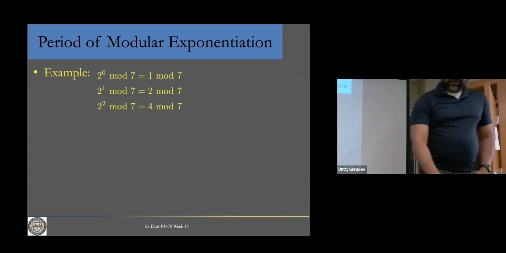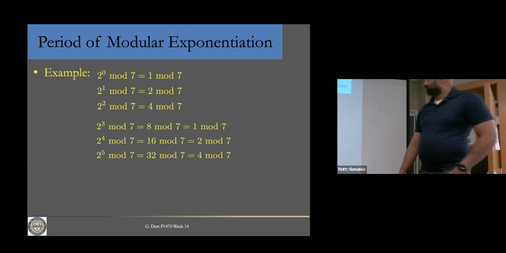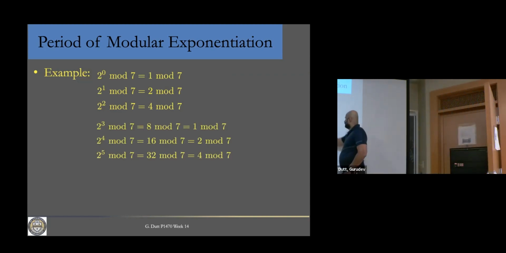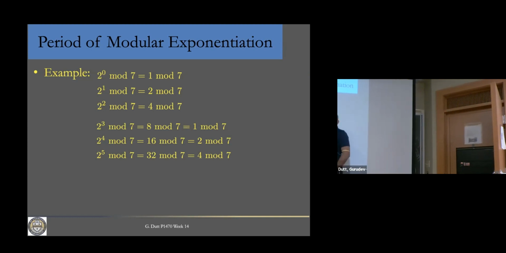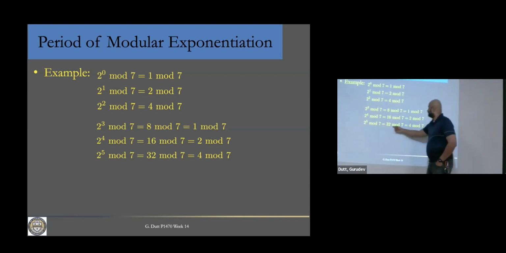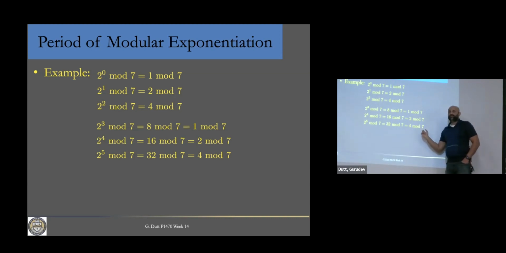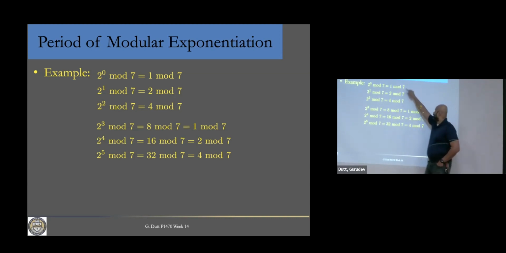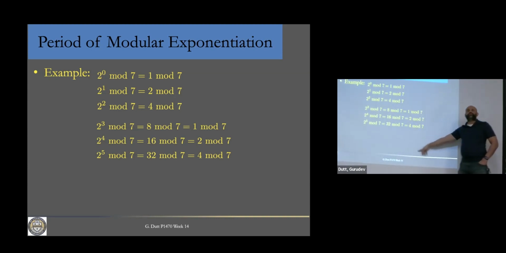We can keep going, right? We had 2 to the 3 mod 7 was 1 mod 7. 2 to the 4 is 16 mod 7, which gives me remainder 2 after division by 7. So that's 2 mod 7. 2 to the 5 mod 7 is again 4 mod 7. So you see the pattern, right? 1, 2, 4, 1, 2, 4 keeps repeating.